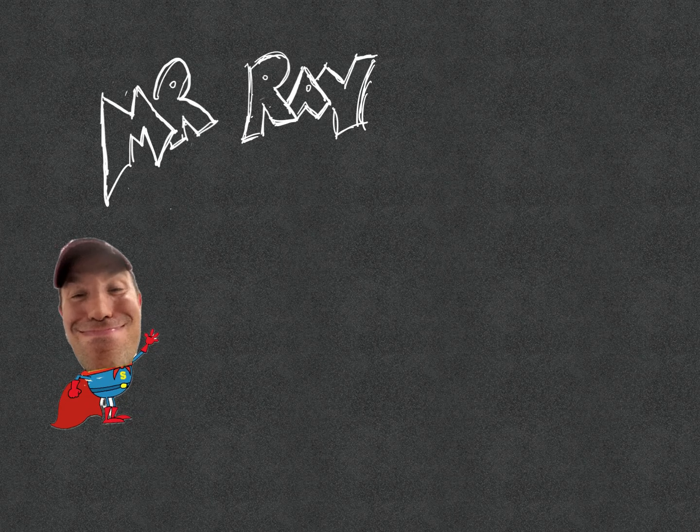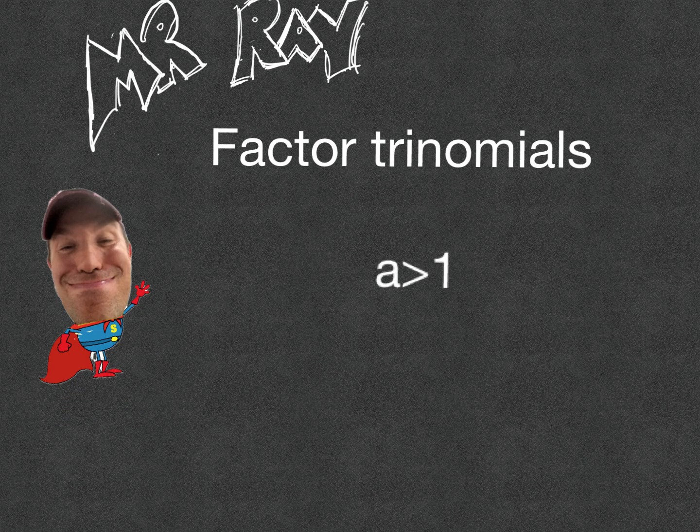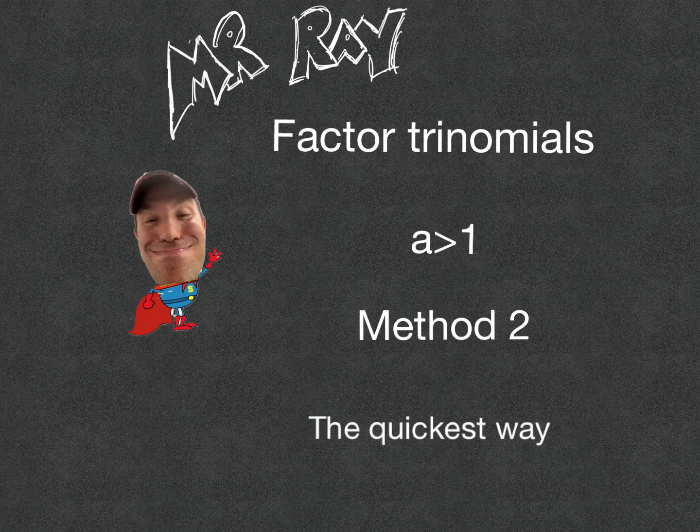What we're going to do is factor trinomials when a is greater than 1. We've done this already, so this is actually method 2, and most people would consider this the quickest way, the fastest method, or the easiest path, whatever you want to call it. So I'm excited about that.